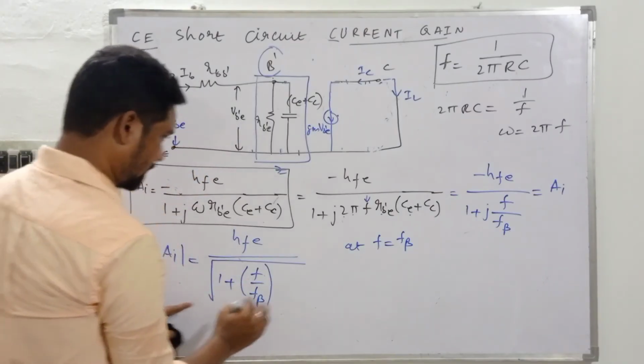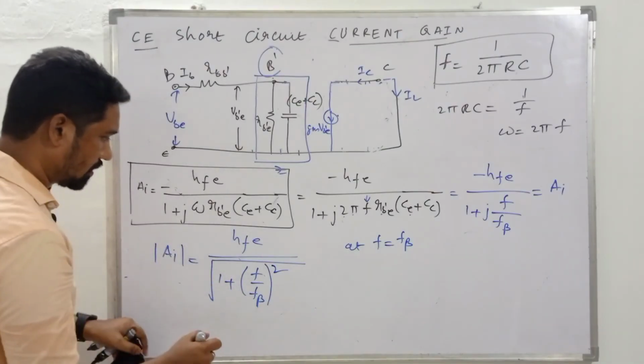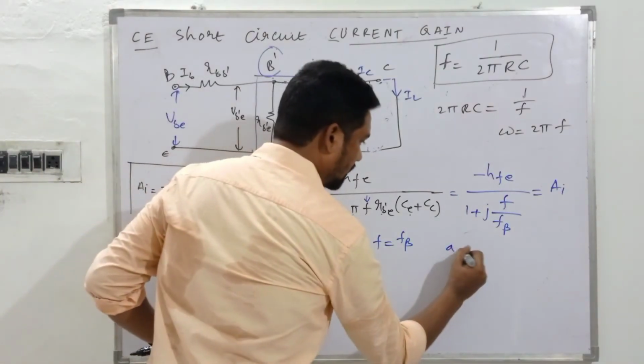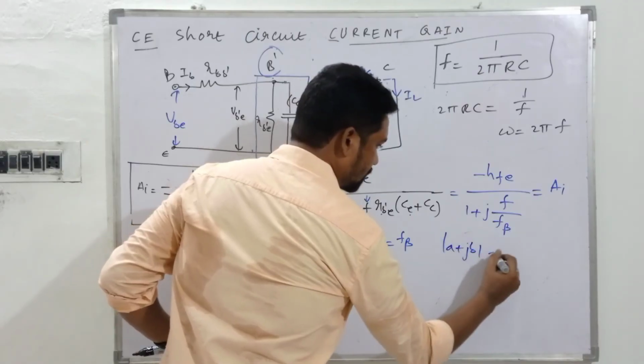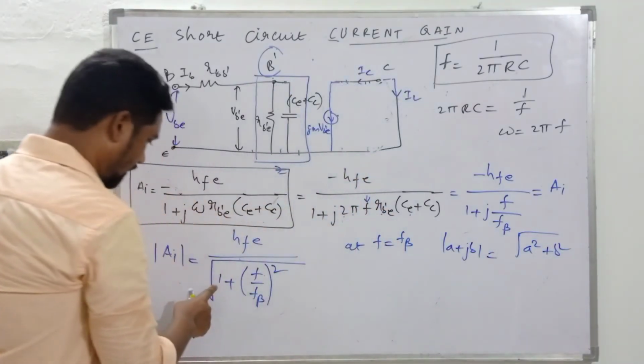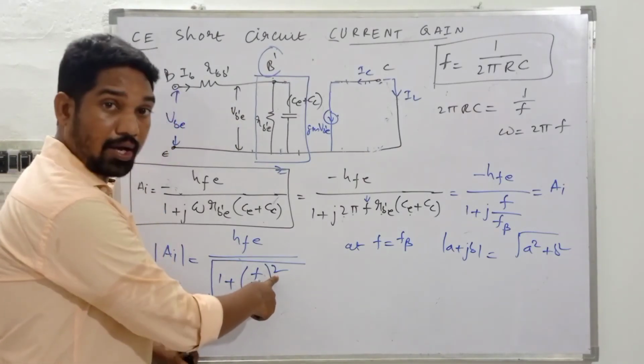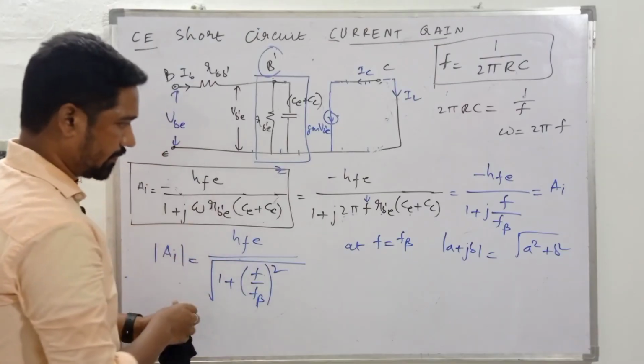Guys, I'm very sorry, this should be square, right? Because it's a magnitude. A plus jB, the magnitude will be under root A square plus B square, right? So we don't like 1 square, it's 1, so I forgot to mention the square over here. I'm very sorry, we need to have a square over here.